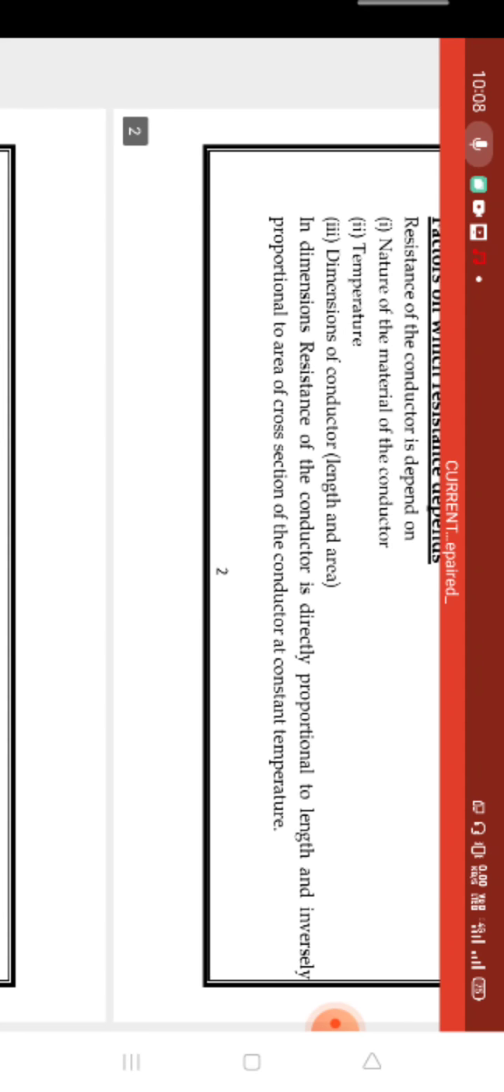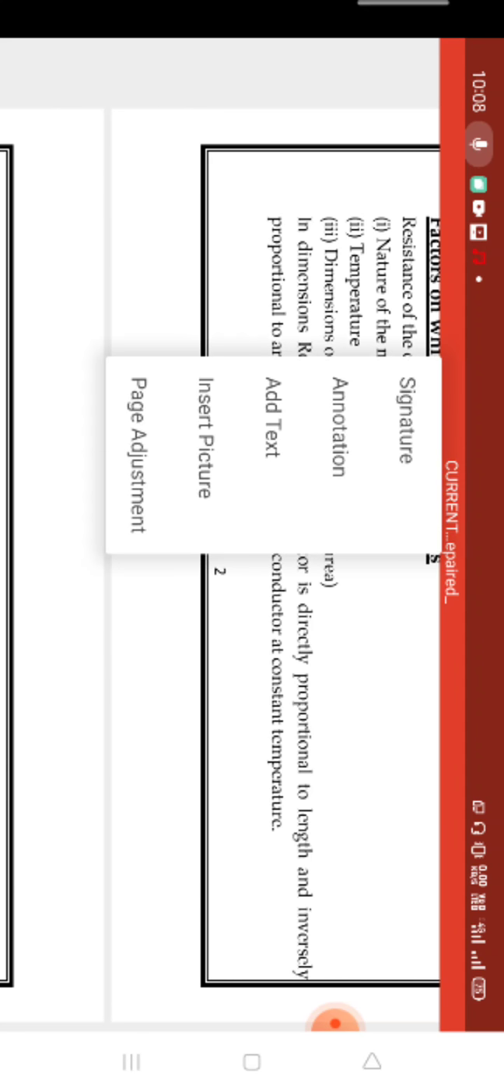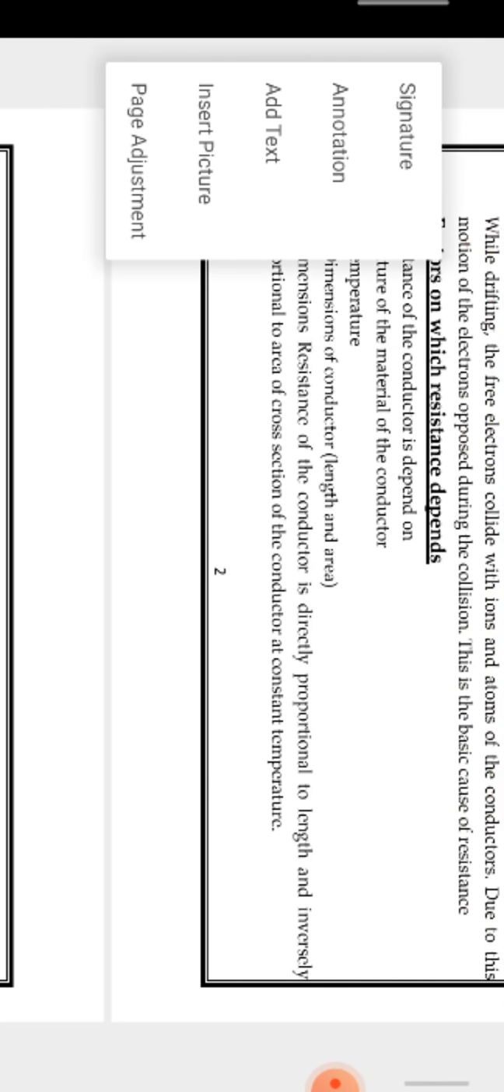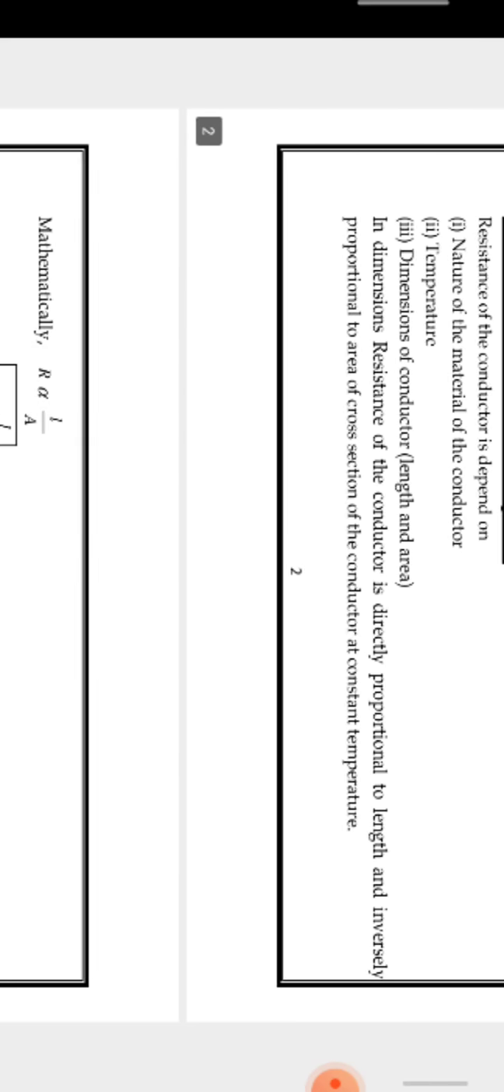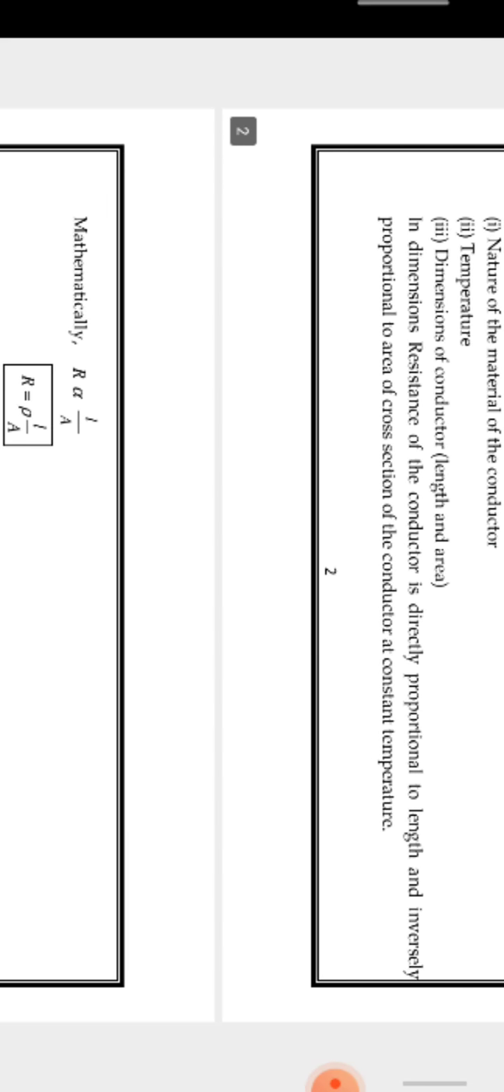Sir, what factors does electric resistance depend on? Okay, electric resistance depends upon the nature of the material of the conductor. That means the material, whether it is steel, copper, aluminum, silver, different materials. And thereafter temperature also has an effect. In case of conductors, temperature is directly proportional to resistance. As the temperature increases, the resistance offered by the conductor also increases.